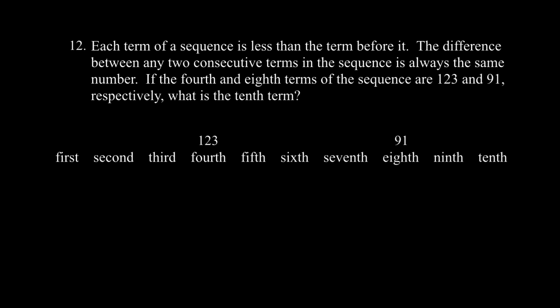Now, how many terms do I have between that? Count down like you would a number line. So you have one jump between fourth and fifth, fifth and sixth is a second jump, sixth and seventh is a third jump, and seventh to eighth is a fourth jump. So you have 4 jumps between those two numbers.